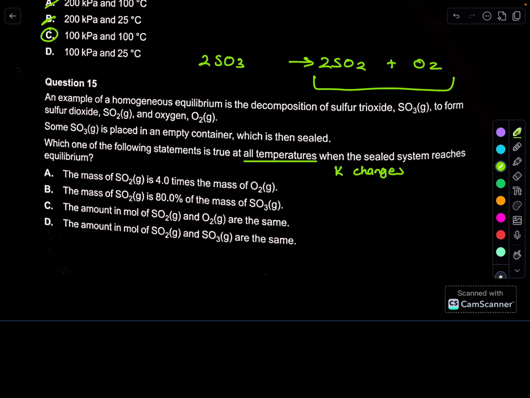So it really doesn't matter in this case, because SO2 and oxygen gas are both products. So even if the extent of reaction is small, meaning you're not forming a lot of products, these ratios, the mole ratios over here, still hold. So let's check, is it actually 4 times? We need to check that.